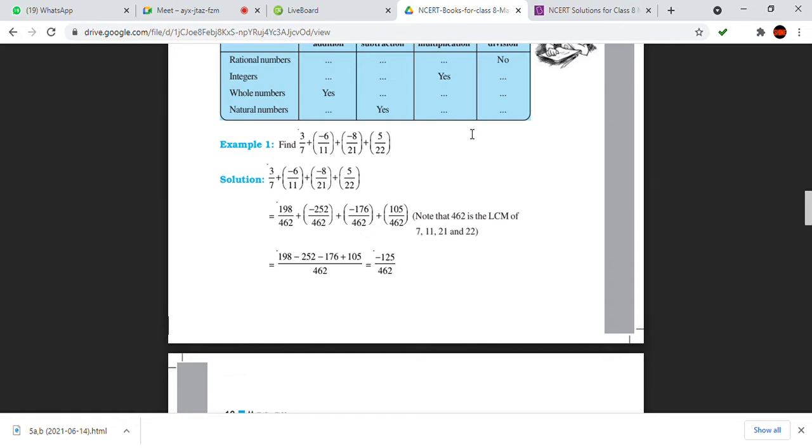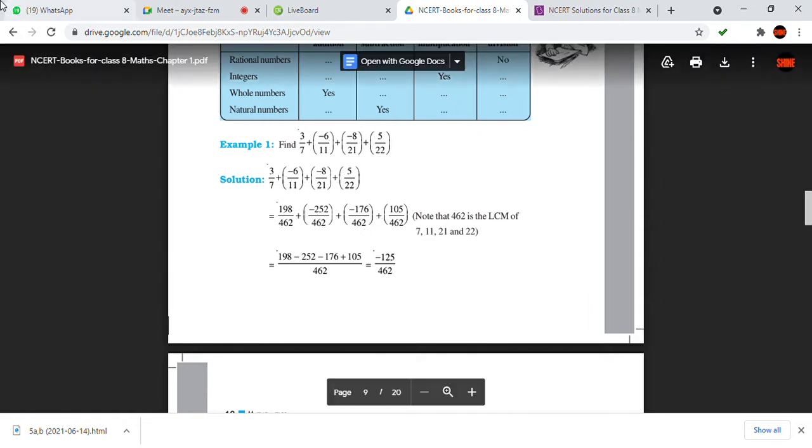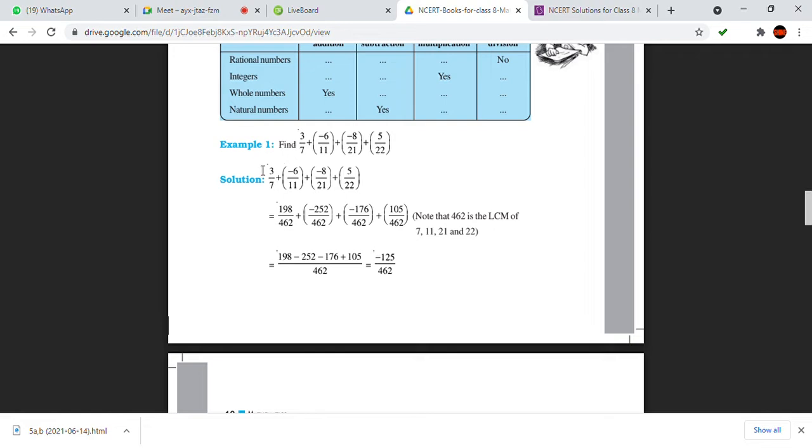Do all of you see that question? Yes, miss. Okay. So is it page number 9? Yes, page number 9, example 1. So copy that question to your notebook. You can give the heading examples, or write example 1, and after that you write the question.